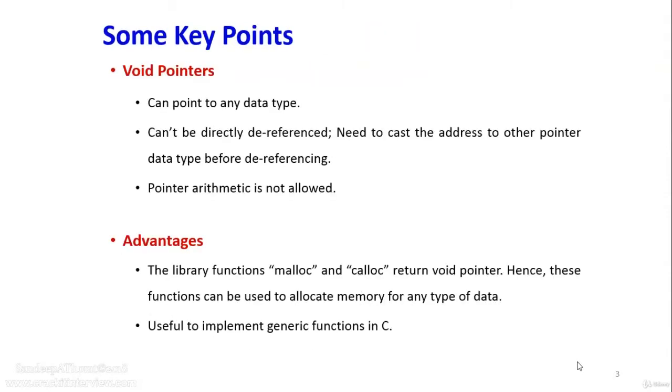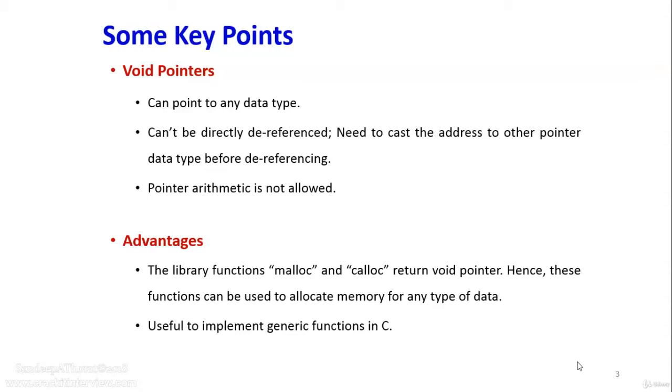A void pointer can point to any data type. A void pointer cannot be directly dereferenced. There is a need to cast the address to another pointer data type before dereferencing a void pointer. Also, pointer arithmetic is not allowed on a void pointer.